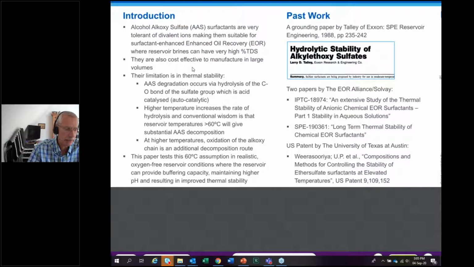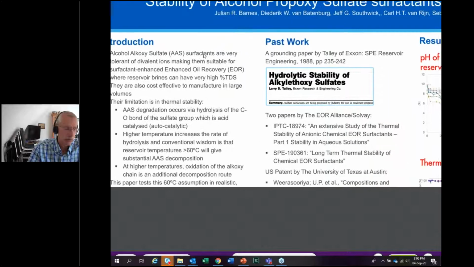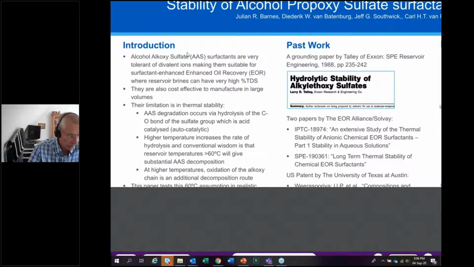The subject is about alcohol alkoxy, particularly alcohol propoxy sulfate surfactants, which are very good candidates for enhanced oil recovery. And we think this study is actually going to change the paradigm for the use of alcohol propoxy sulfates in enhanced oil recovery projects. I'll explain a little bit more what I mean by that.